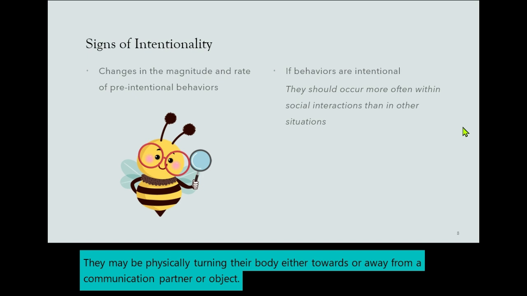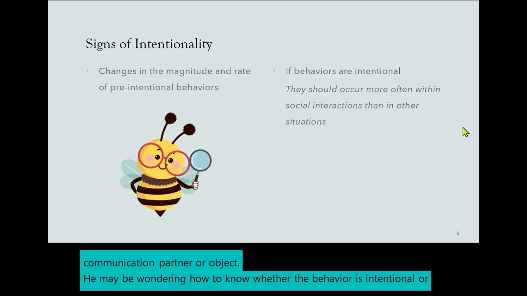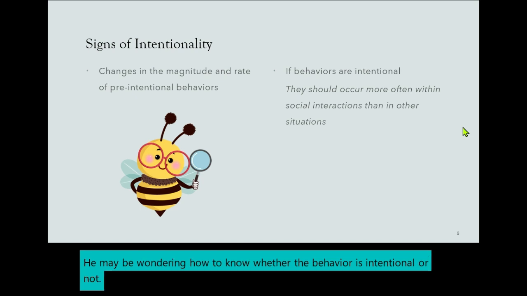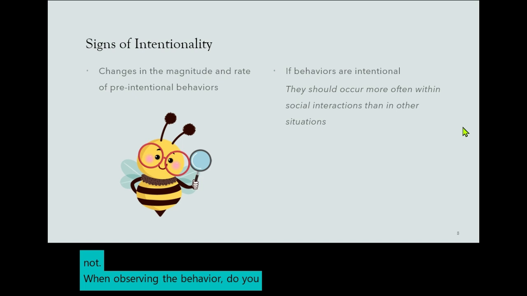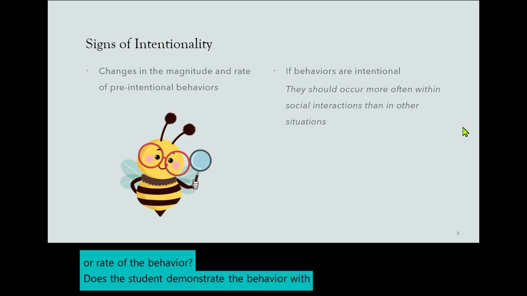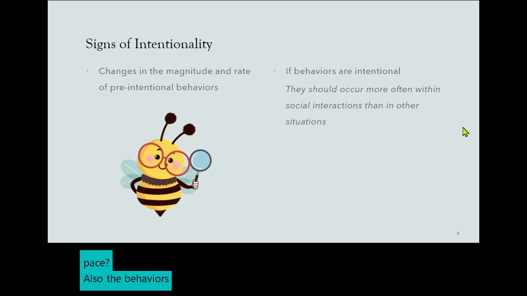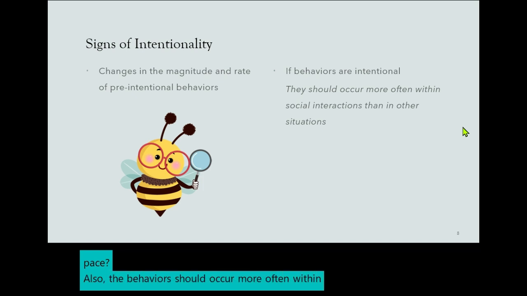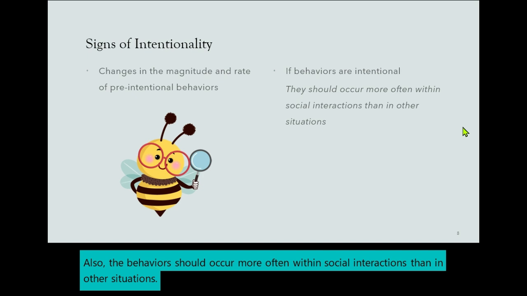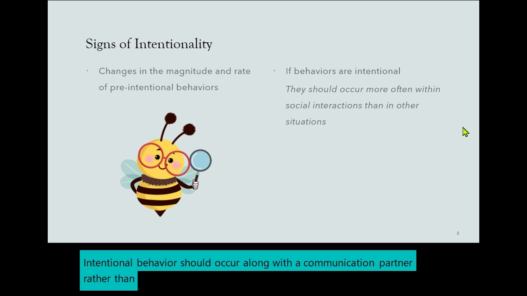You may be wondering how to know whether the behavior is intentional or not. When observing the behavior, do you notice any changes in the magnitude or rate of the behavior? Does the student demonstrate the behavior with more vigor or at a faster pace? Also, the behaviors should occur more often within social interactions than in other situations. Intentional behaviors should occur along with a communication partner rather than when the student is alone in his room.